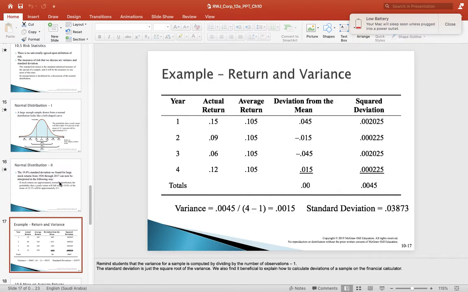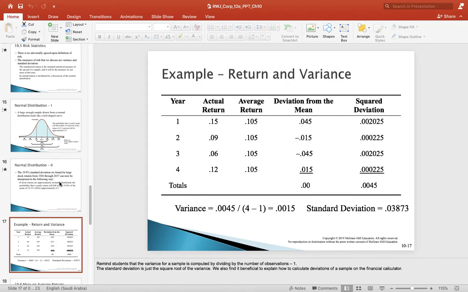Make the total of the squared deviations. You get 0.45%. The sum of the squared deviations divided by n minus 1 will give you the variance. So 0.0045 divided by n minus 1. We are doing this for a sample, so n minus 1 is the most used. So the sum of the squared deviations divided by n minus 1 will be your variance. Variance here is 0.0015.